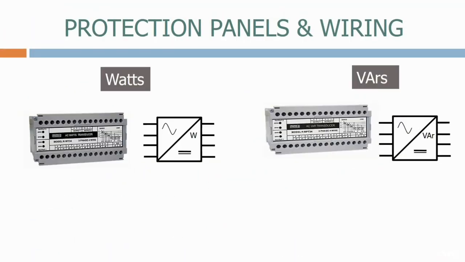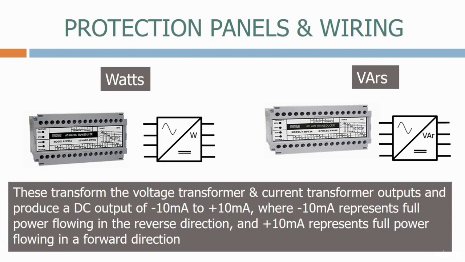Finally, we have the Watts transducer and the Vars transducer. These transform the voltage transformer and current transformer outputs and produce a DC output of minus 10 mA to plus 10 mA, where minus 10 mA represents full power flowing in the reverse direction and plus 10 mA represents full power flowing in the forward direction.